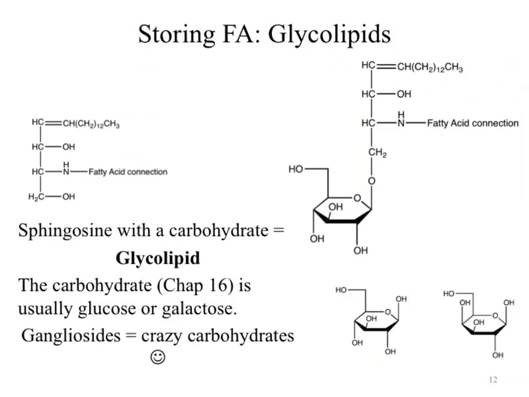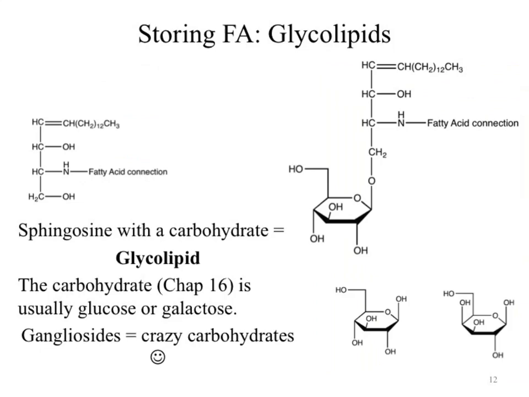With our glycolipids, we're sticking with our sphingosine structure, except now instead of just a standard alcohol coming off of that, we put on a carbohydrate. Our carbohydrates are any kind of sugars. The most common sugars that get used are going to be glucose and galactose. This is where we come up with glycolipids. Glyco for our sugar.